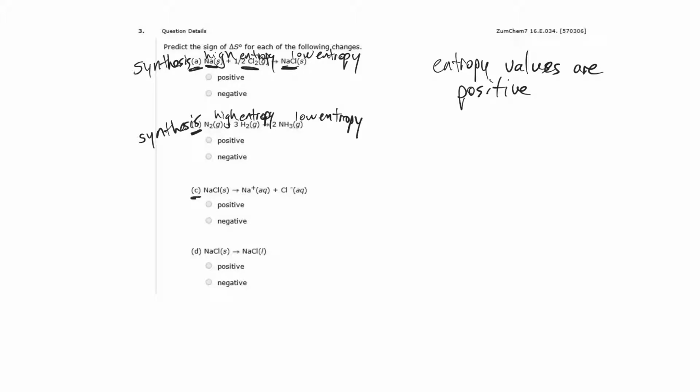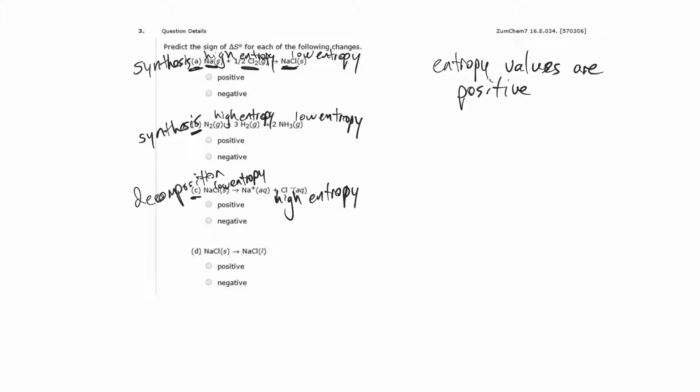In question C, we've got the opposite. You've got sodium chloride breaking apart to form sodium ions and chlorine ions. This is called a decomposition reaction, where you're taking something that is more ordered or lower entropy, less disorder, and breaking it into pieces where you've got a situation where there's more disorder, higher entropy.